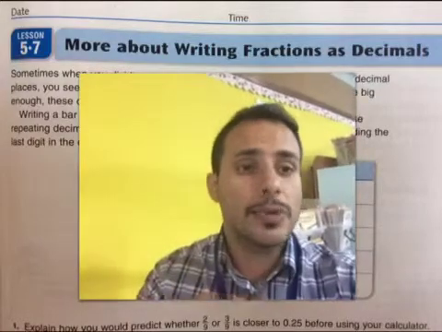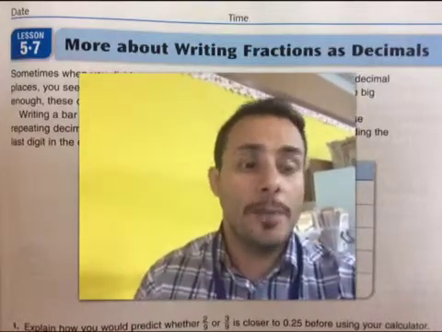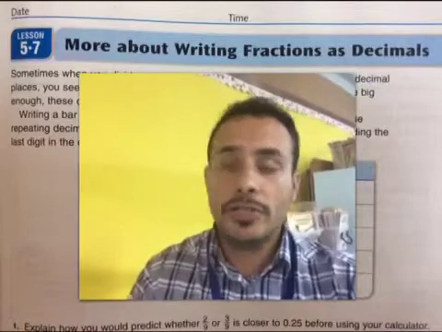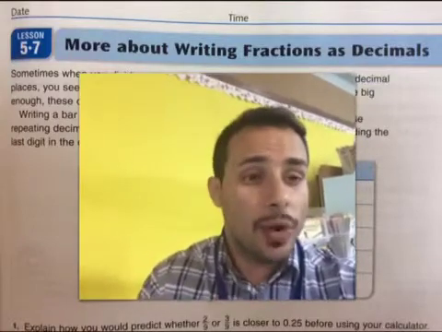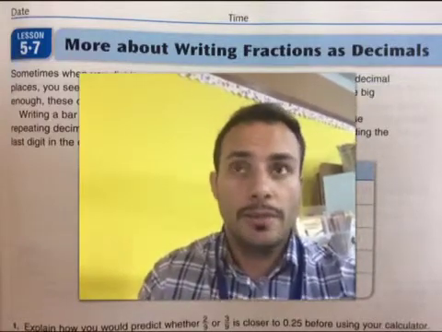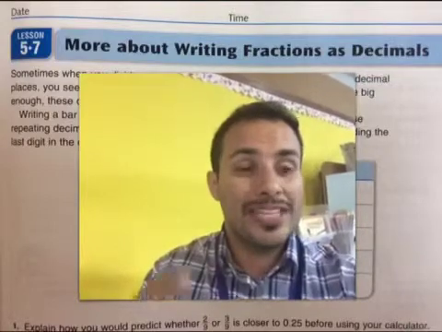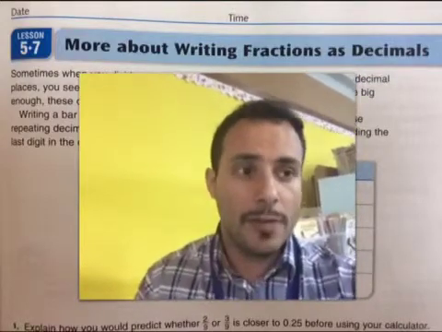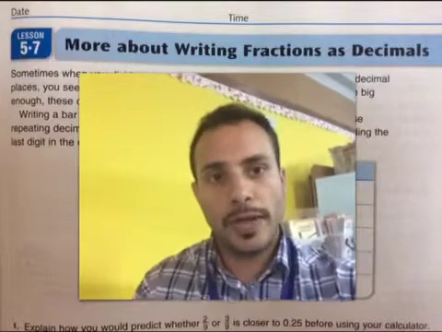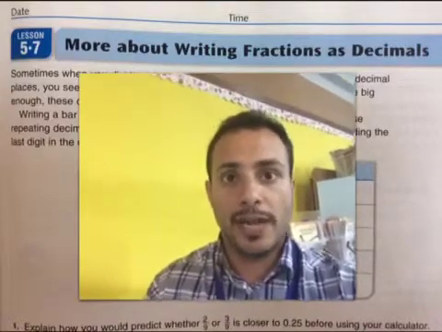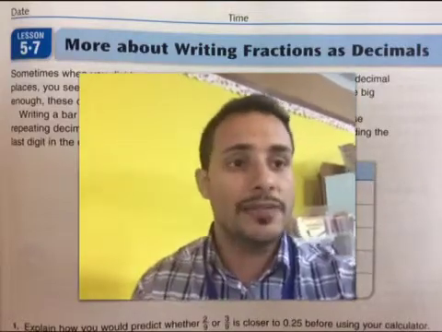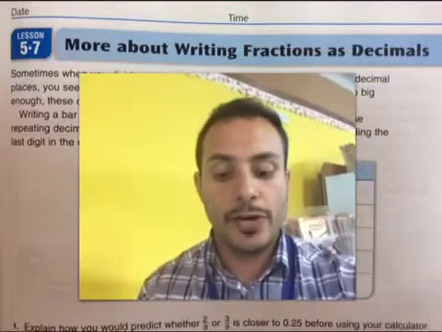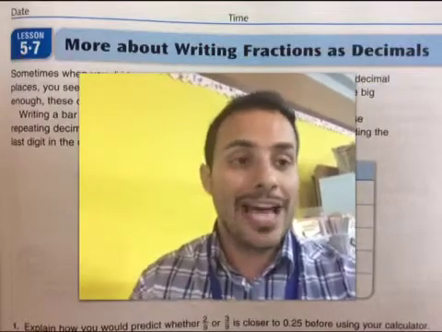For this lesson we're going to focus more on bar notation. We've learned so far that any number like 1/3, 2/3, or any number with a denominator of 9 will have a bar notation. Let's review that in lesson 5-7, and we're also going to work on lesson 5-8, which is converting decimals to percents.